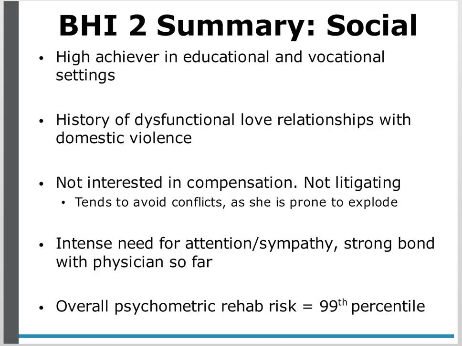Elsewhere in her BBHI-2 profile, it was revealed that she's not interested in compensation, and she's not litigating. She does, though, have an intense need for attention and sympathy, and so far has a strong bond with her physician. Her composite psychometric rehab risk score turns out to be at the 99th percentile. Again, all of these results are based on the BBHI-2 scores. So what should you do?